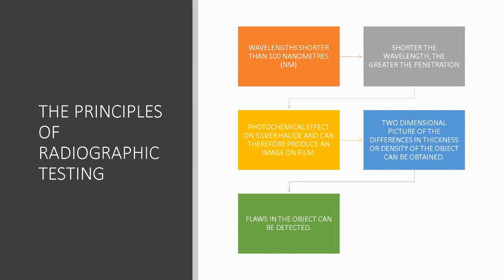By passing penetrating radiation through an object and recording the imaging radiation on a film, a two-dimensional picture of the difference in thickness and density of the object can be obtained. This will provide us with the flaws in the object, so they can be detected by radiography testing.